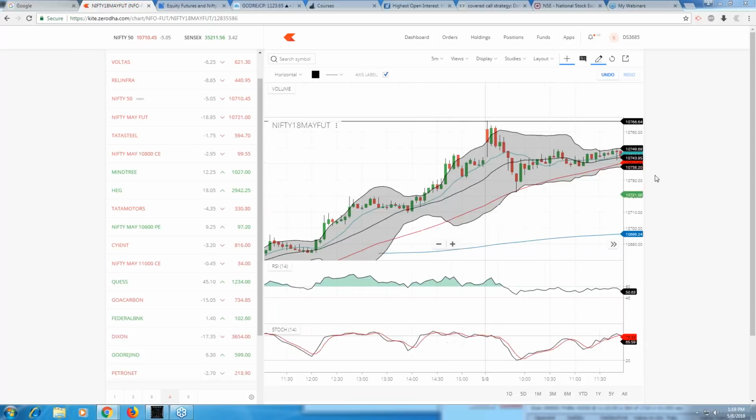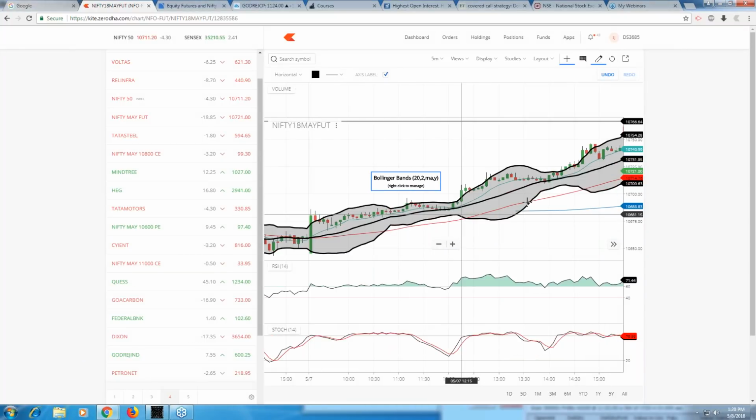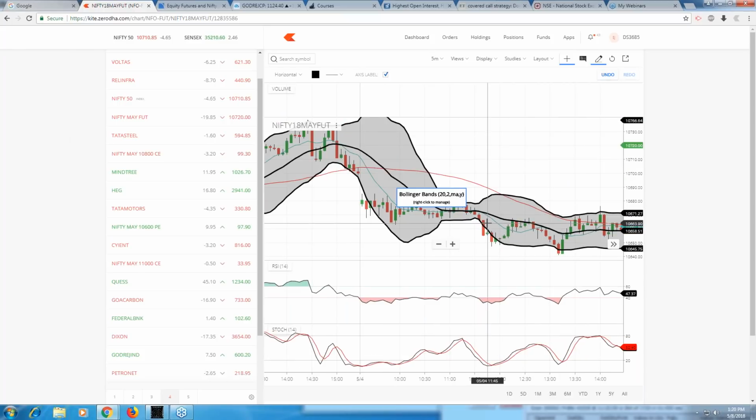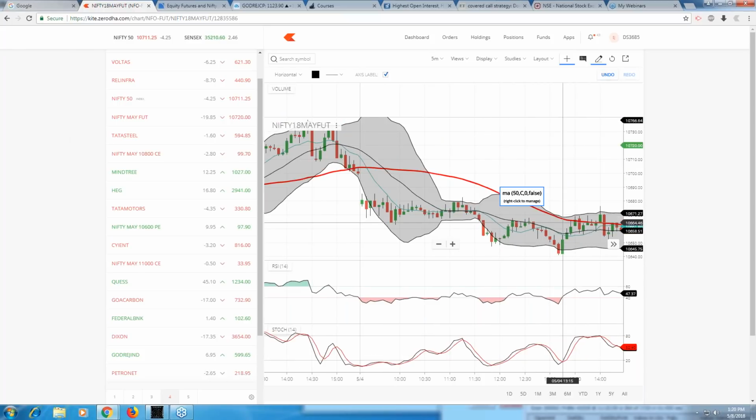Wherever the narrow portion comes up, it's called a squeeze. The narrow portion is basically called a squeeze, meaning if any index or price is squeezed, there's pressure from the buyers and the sellers, both sides. The market is trying to take a direction. See over here, this is called a squeeze.